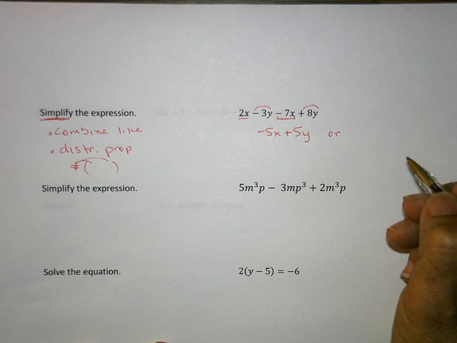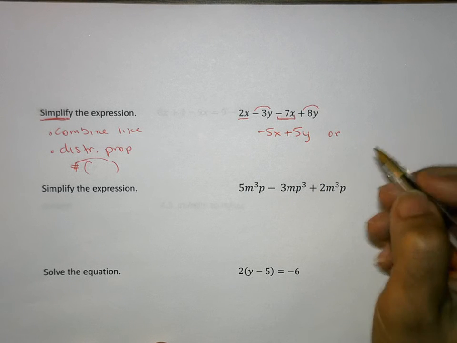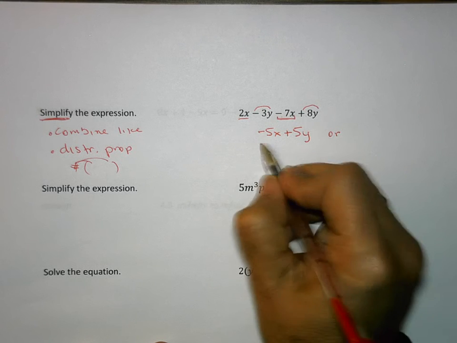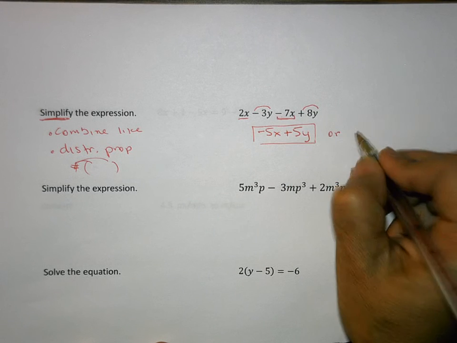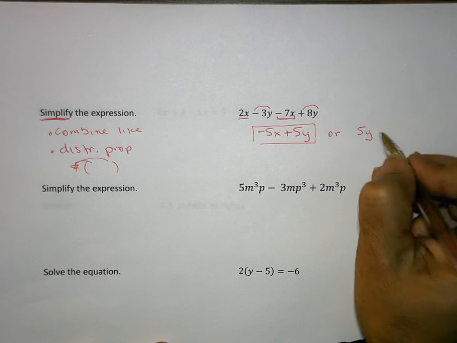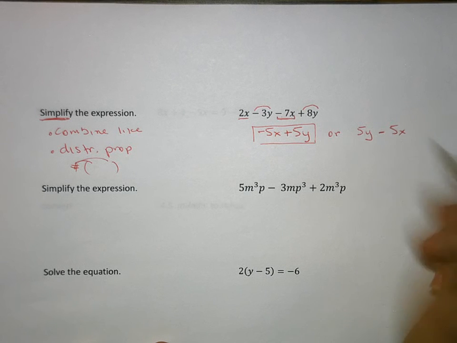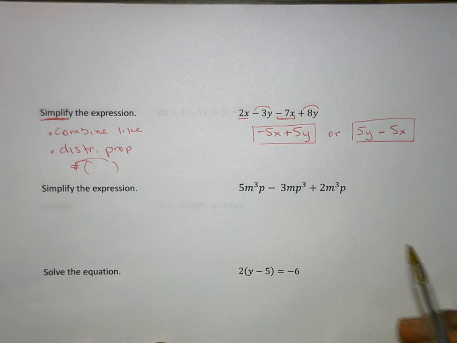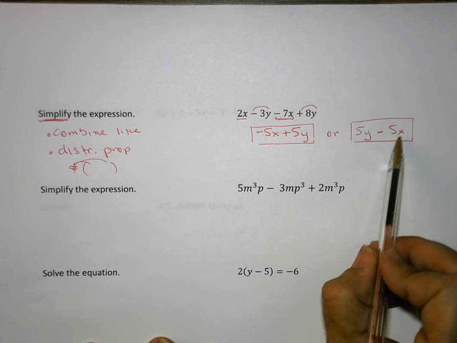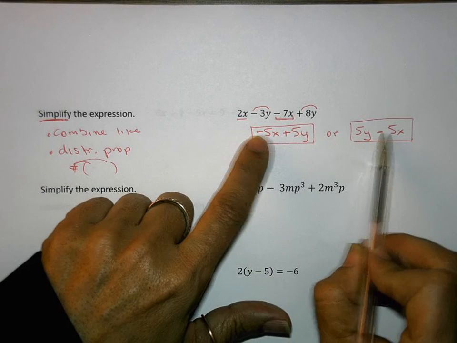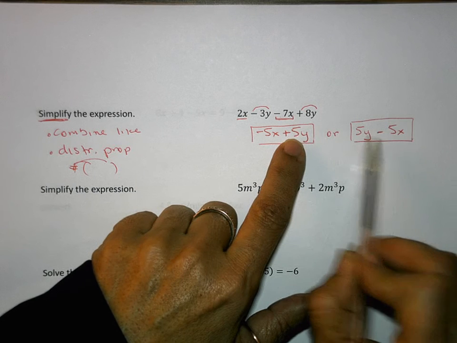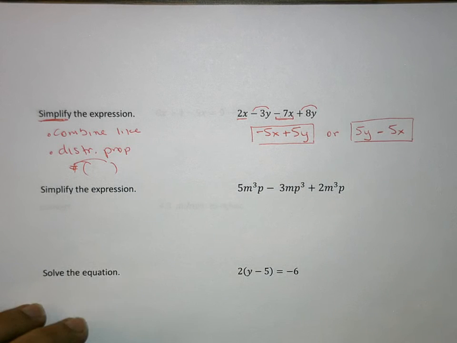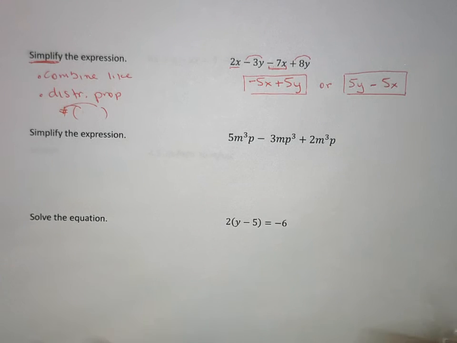You can also combine the y terms first. The same answer in a different order would be the 5y first and then the x's second. They are both the same answer, just put in a different order. But notice that my 5x is still a negative 5x, and my 5y is still a positive 5y. Okay? All right, now let's take a look over here.